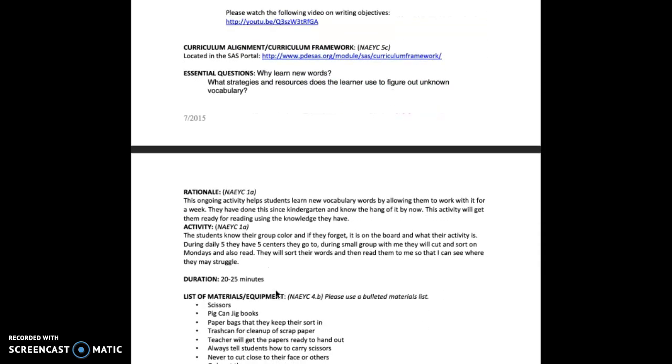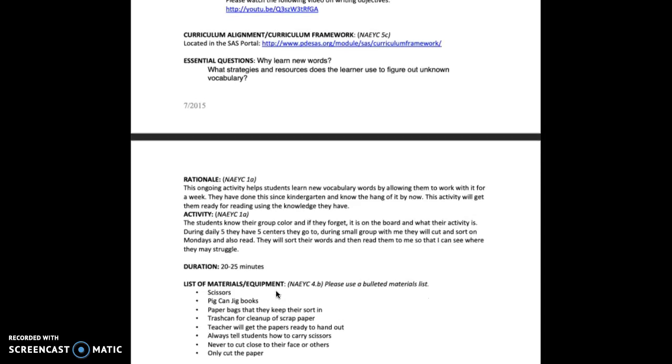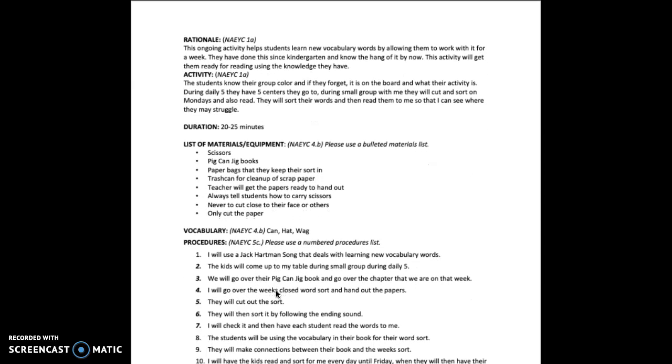So for the essential questions, mine was, why learn new words, and what strategies and resources does a learner use to figure out unknown vocabulary? For the rationale, I put that this ongoing activity helps students learn new vocabulary words by allowing them to work with it for a week. They have done this since kindergarten and they know the gist of it by now. This activity will get them ready for reading using the knowledge they have. They will learn more vocabulary words. They will grow their words and grow their reading skills.